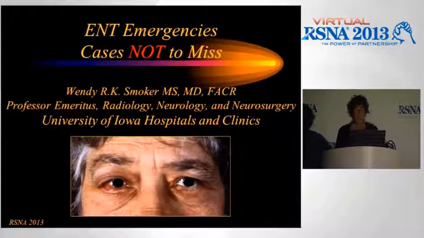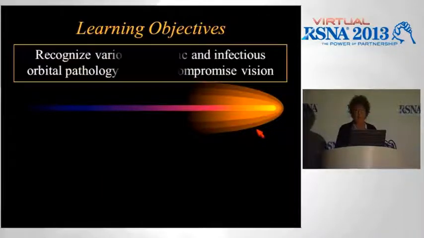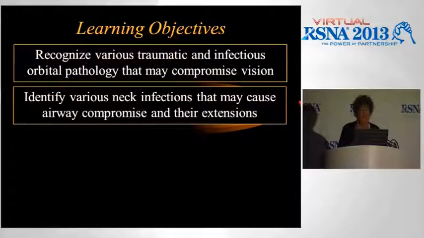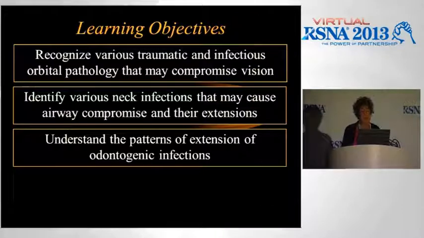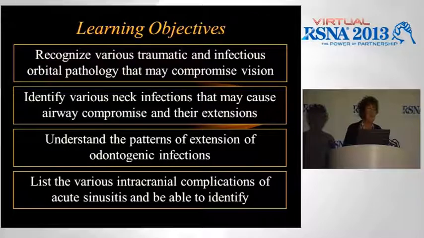I'm going to talk about a variety of ENT emergencies. I'd like to thank these individuals for lending me some of the cases that I'm using today. What I'd like you to learn from this are various traumatic and infectious orbital pathologies that can compromise vision, various neck infections that can cause airway compromise, and how these neck infections extend. Understand the patterns of extension for odontogenic infections, which of course, as you know, are very common. And finally, list the various intracranial complications of acute sinusitis and be able to identify these abnormalities.